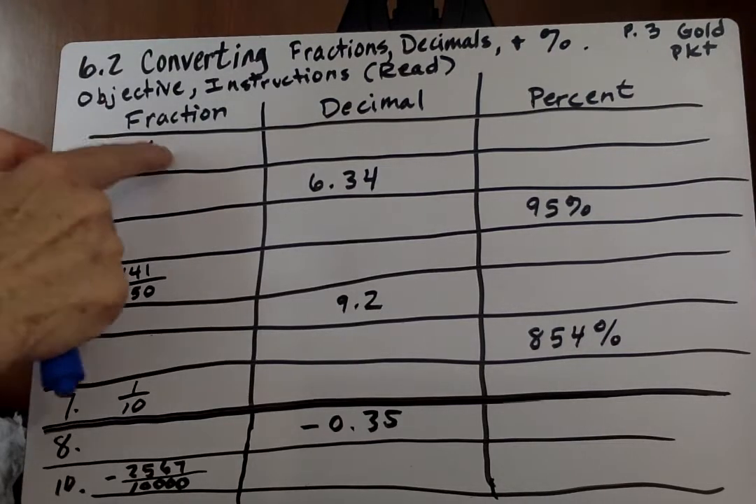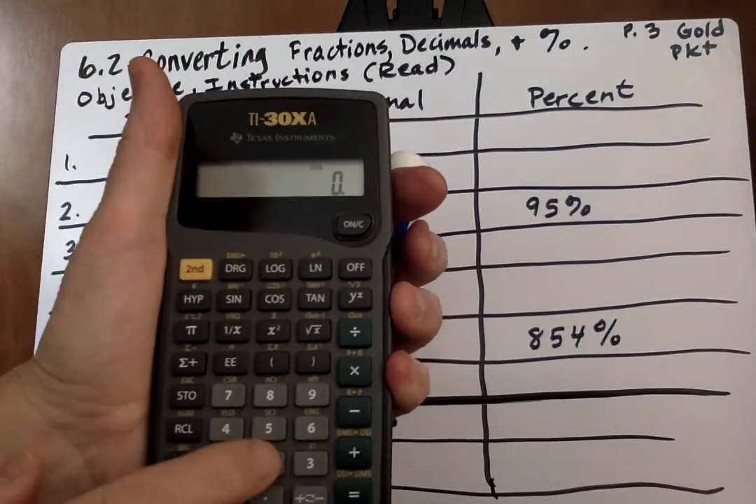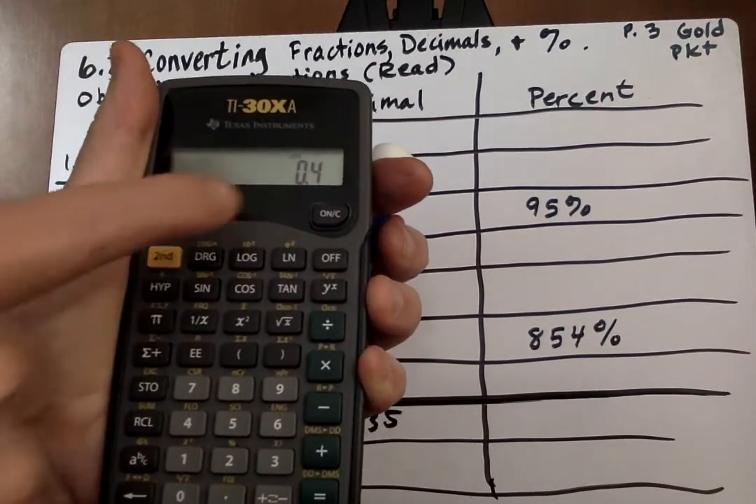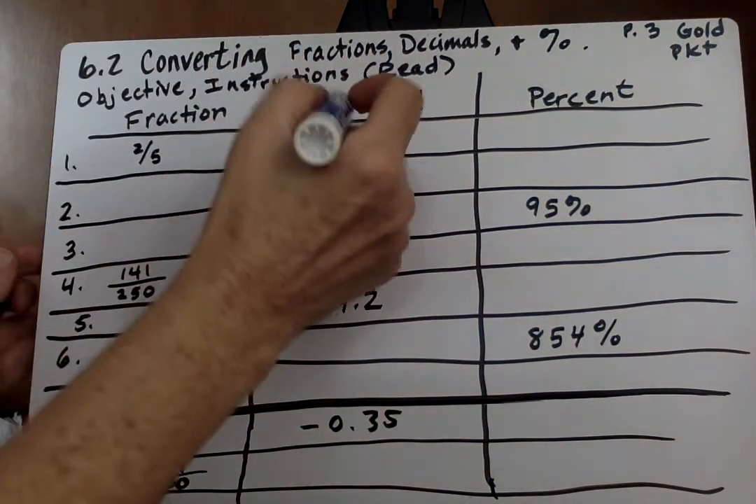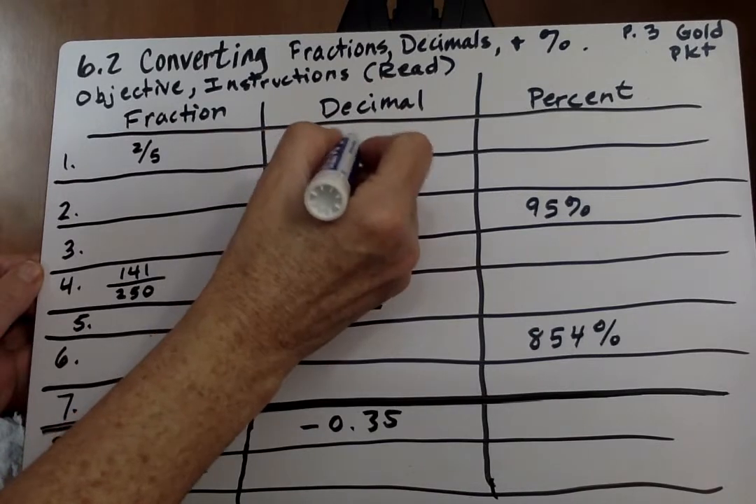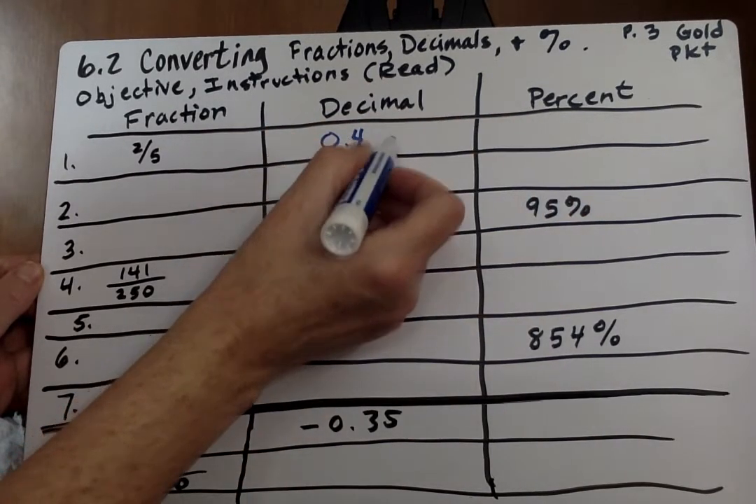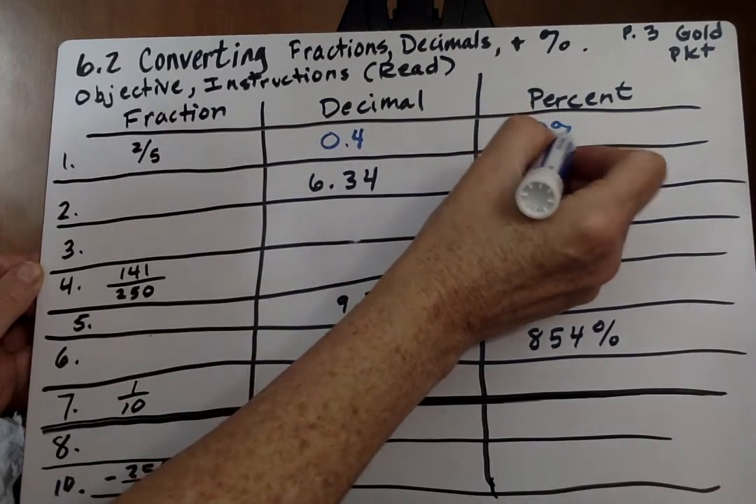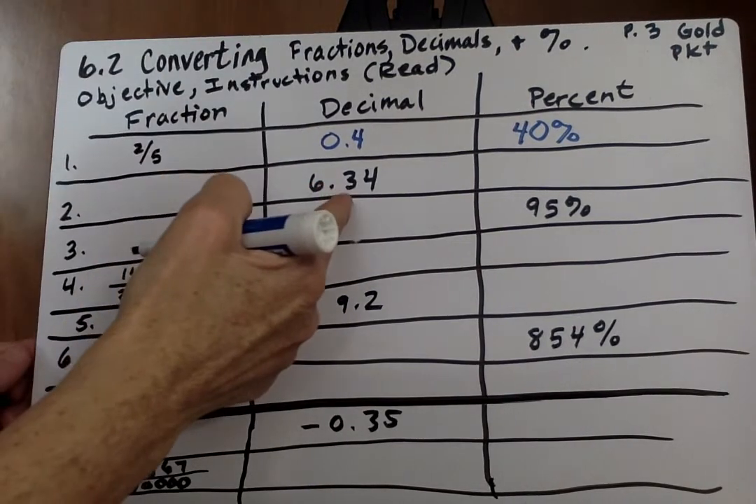So we have 2 divided by 5, or 2/5. On the calculator you go 2 divided by 5 equals, okay? There's your decimal, so we write in 0.4. Now, to get a percent from the decimal, you move it 2 places to the right, and it's 40%.